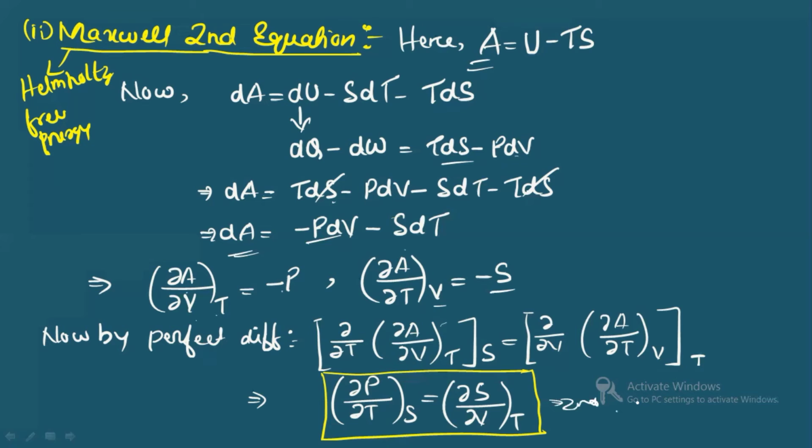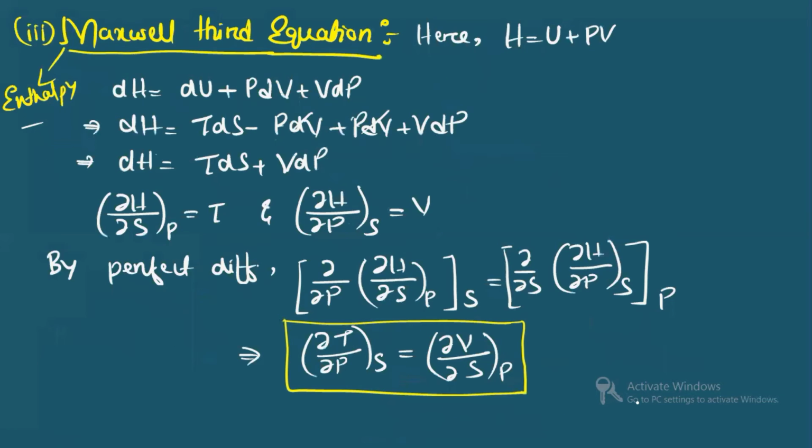These are very easy. You just have to remember what function you will start with. In the first case, the internal energy. In the second, Helmholtz free energy. In the third Maxwell equation, what you will see? You will start with enthalpy. Enthalpy is H is equal to U plus PV. Again, taking the infinitesimal change in the process, dH is equal to what? dU plus PdV plus VdP from this equation.